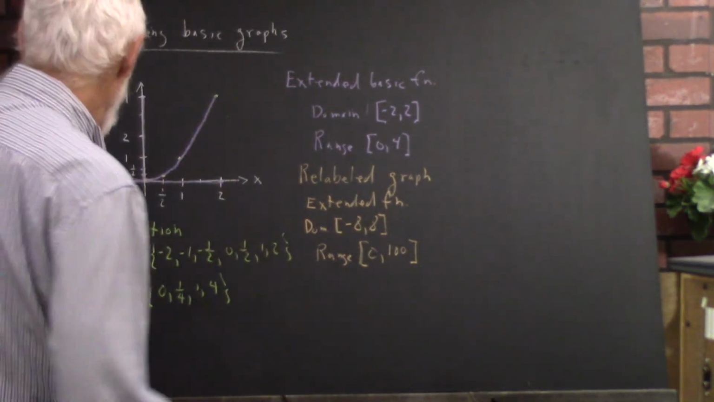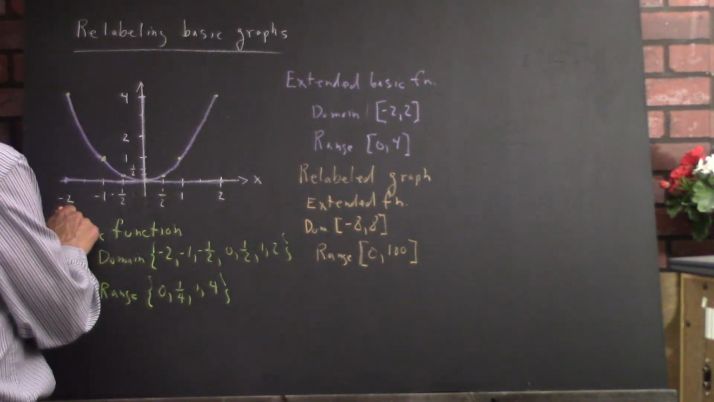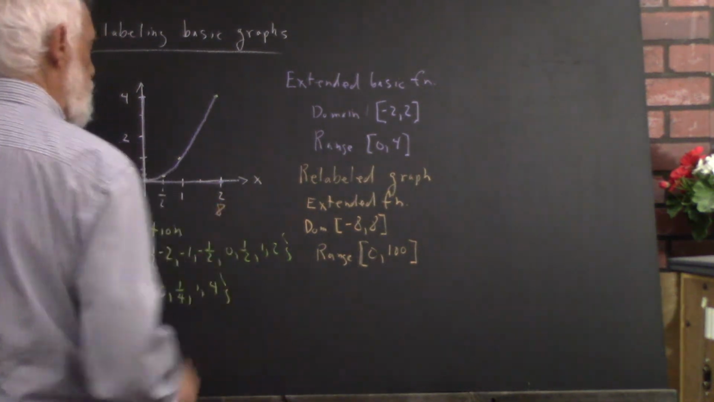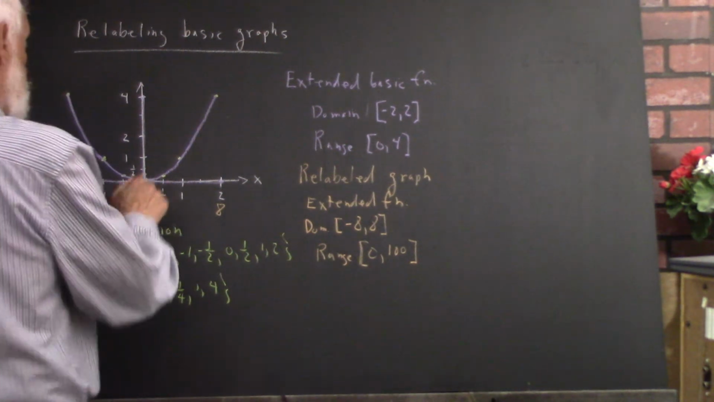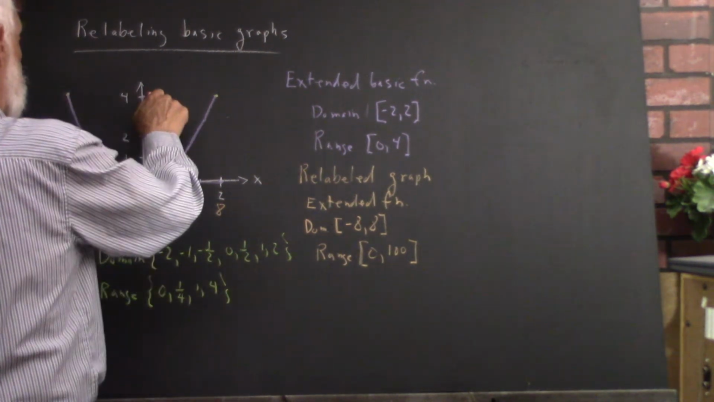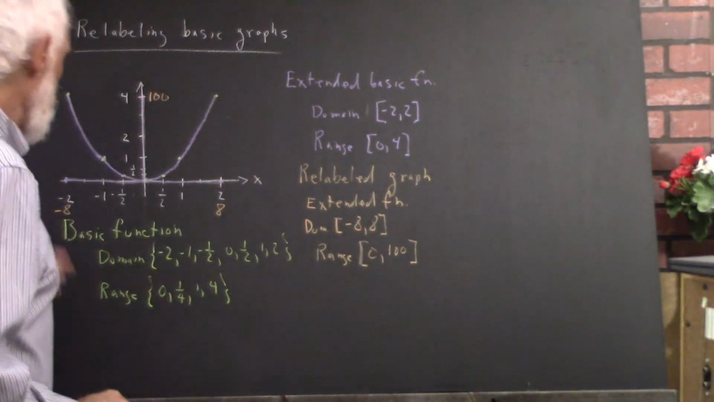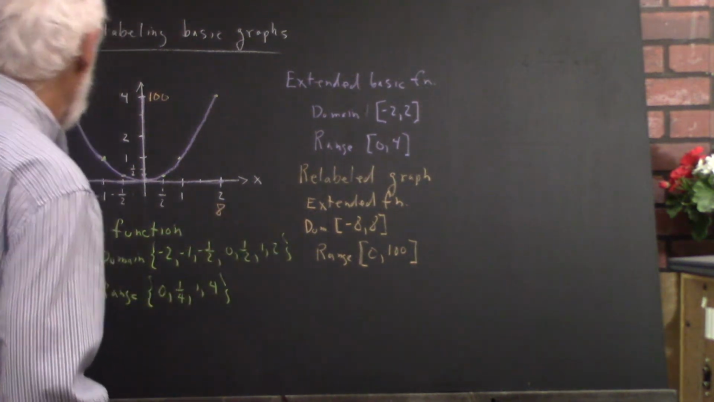Well, that's easy to do. We just put another set of labels down here. This point now becomes -8. This point becomes 8. And 0 stays 0, but 4 becomes 100. And then the other points are relabeled accordingly.